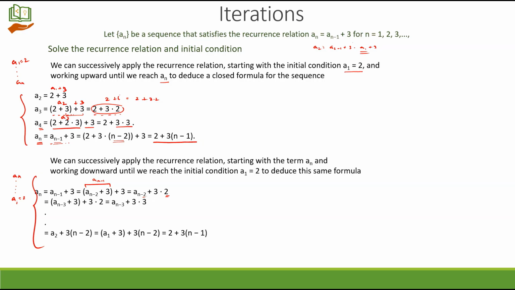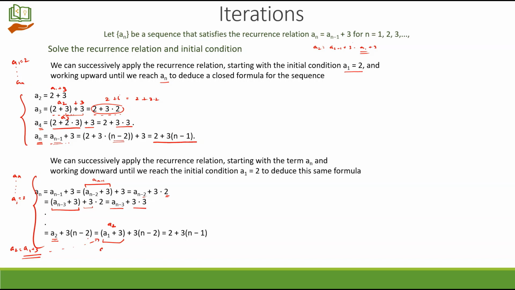Now let's go for AN minus 3 plus 3. This is for AN minus 2. This will become AN minus 3 plus 3 into 3. So if you go this way, you will have A2 plus 3 into n minus 2. So we know A2 can be expressed as A1 plus 3. So this particular expression is what we are placing instead of A2. This plus 3 into n minus 2 will stay as it is.